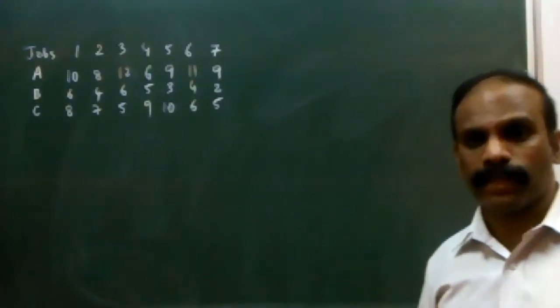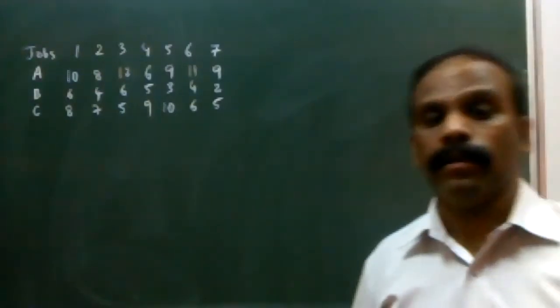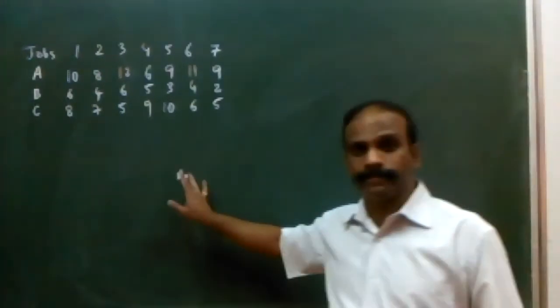If you all remember, what is the first step that we are supposed to do in a 3-machine problem? Can one of you please tell me quickly? What is the first step we are supposed to do now?